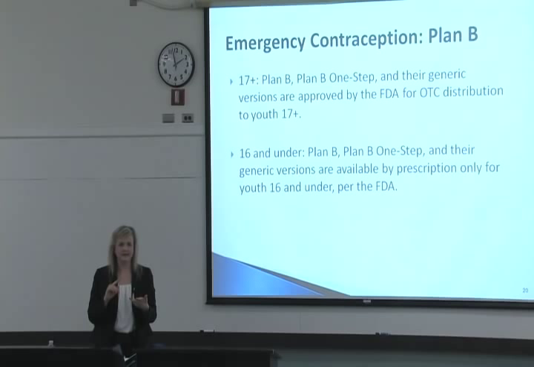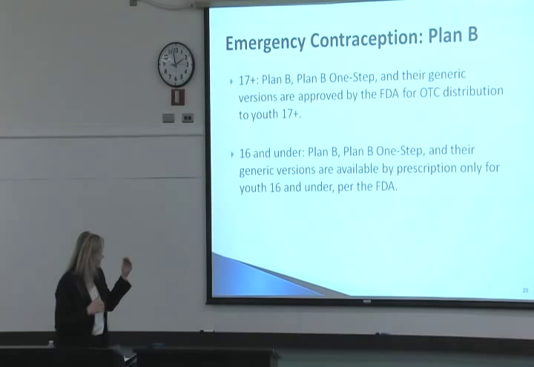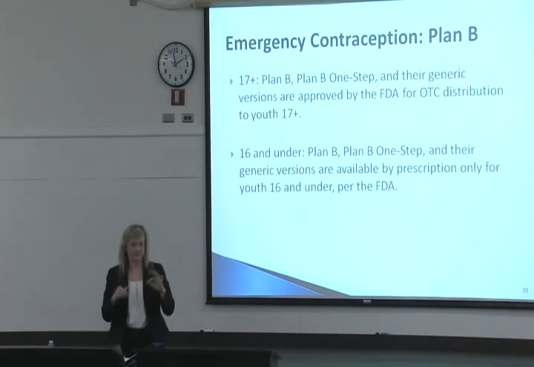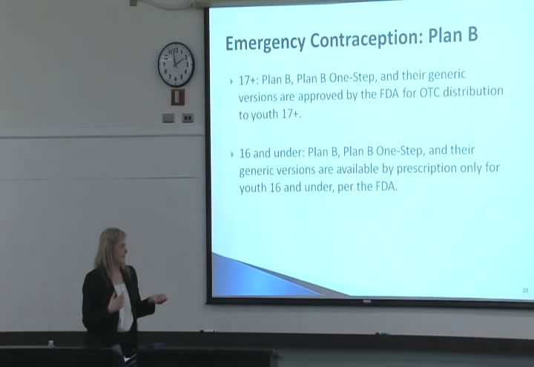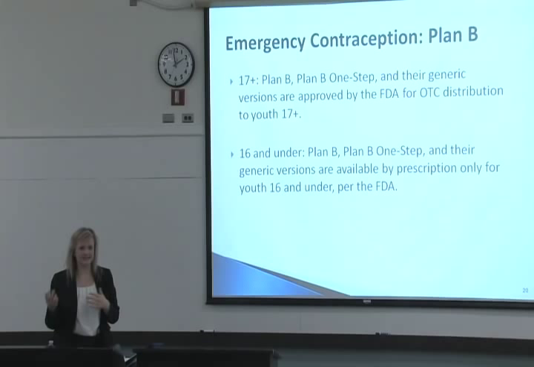And if they're 17 or older, they can get Plan B without a prescription. They can get it over the counter. If they're 16 and under, they need a prescription to get their Plan B emergency contraception. And so that's, again, where you might come into play, working with them to help them understand that they have these rights to get this if this is what they need, and also helping them access the right type of place that can provide them with this medical care.